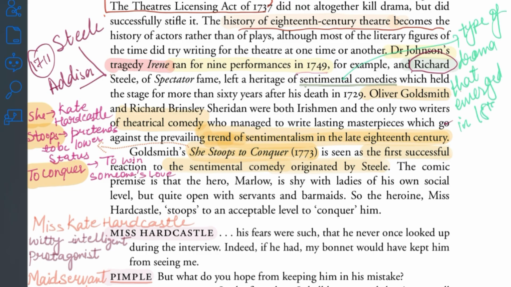First and foremost thing, in the 18th century, it emphasizes refined emotions, virtues, and moral instruction over the wit and cynicism.